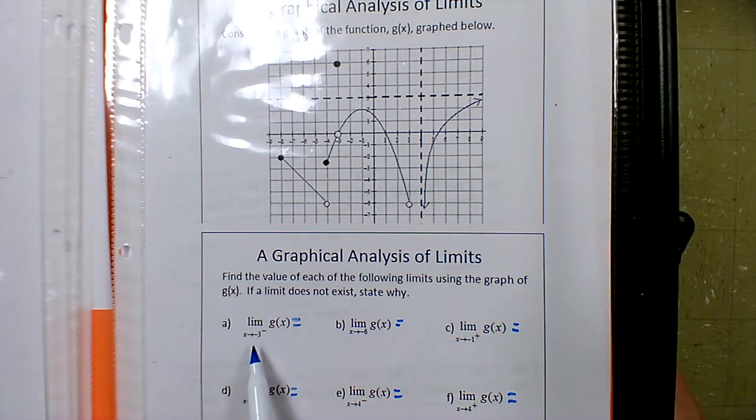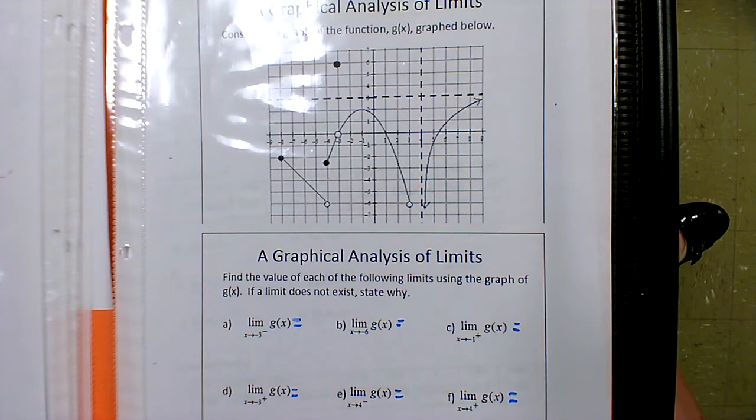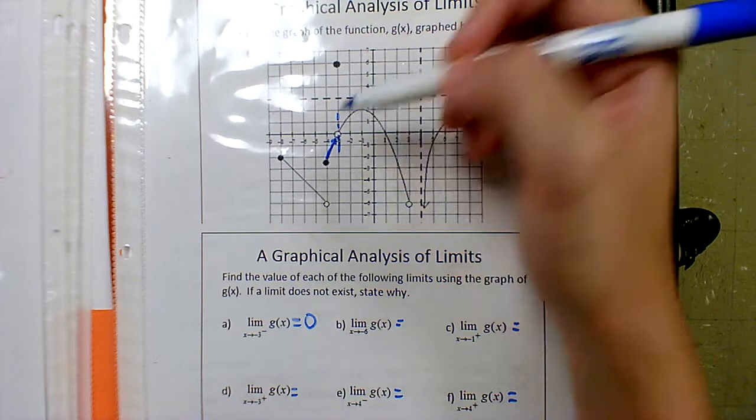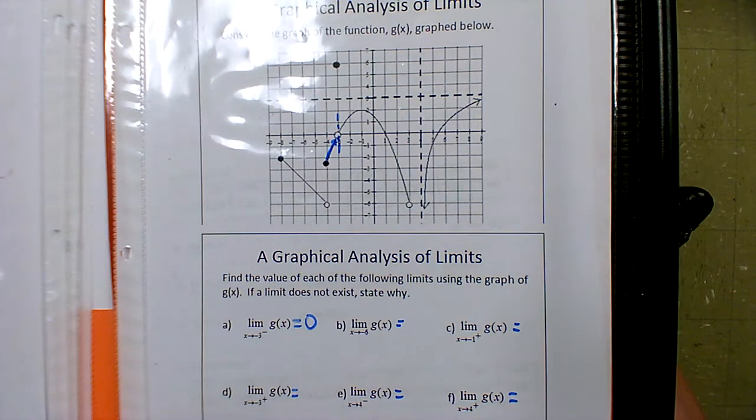All right, let's check out our first one. If you approach negative 3 from the left, what are you getting closer to? 0. Negative 3 from the left. We don't care if there's a hole there. We just care about what are we approaching. We're getting closer to 0.